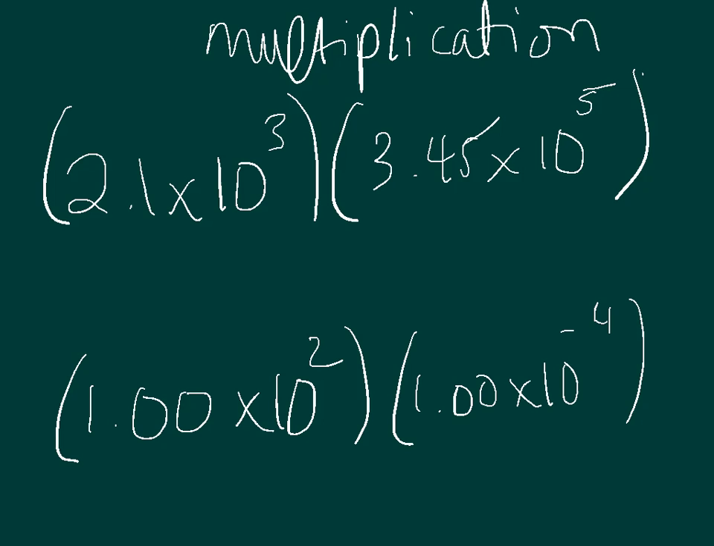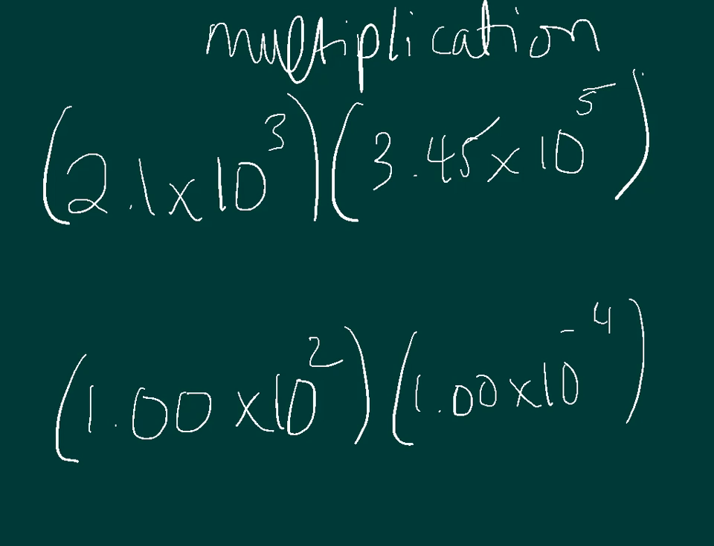So let's begin with multiplication, and remember that when we multiply numbers that are in scientific notation, we simply add the exponents together after multiplying the coefficients. So for example, when we have 2.1 times 10 to the third times 3.45 times 10 to the fifth, we simply have 2.1 times 3.45, which is equal to 7.245.